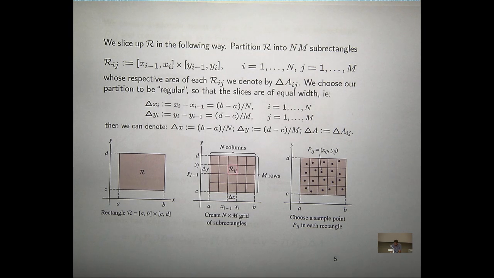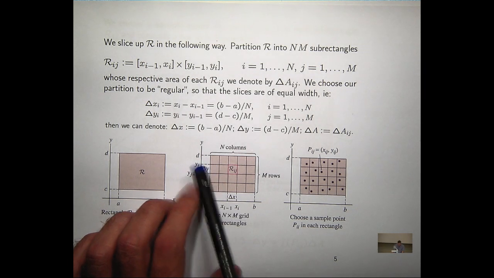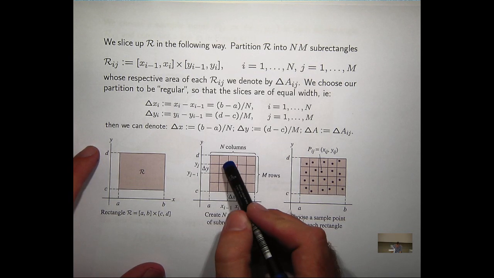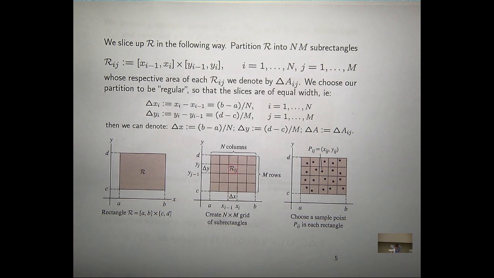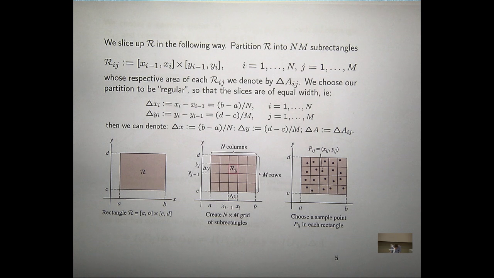Now, let's say those sub-rectangles have a width, say delta x and delta y. And I'm just going to make the cut so all the widths of the rectangles are uniform, and the heights of them are all uniform as well. What I'm going to do is approximate the volume that lies above each little rectangle and below the part of the surface that lies above that little rectangle. To do that, I'm going to choose a sample point in each rectangle and then set up a Riemann sum.